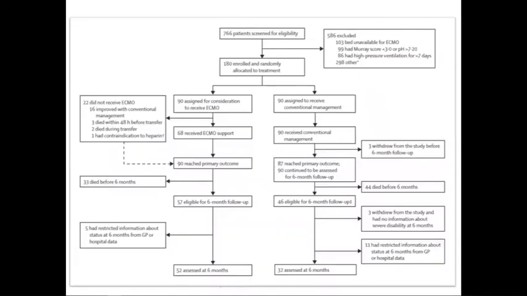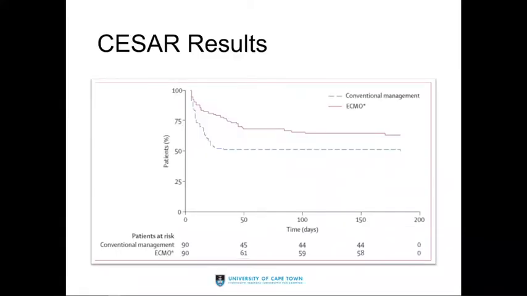difference. But the reality is, in this trial, you were randomized to potentially be transferred to Leicester or to just receive conventional management, which may have left you at your referring hospital. And if you look at the difference between the 90 patients in each arm of this trial, 22 of those who were considered to receive ECMO, 22 of them didn't out of the 90. So 16 improved with conventional management, 3 died within 48 hours before the transfer, 2 died during transfer, and 1 had a contraindication to heparin. Okay, so if you analyze the difference, it's about 22 patients between the 2 arms.